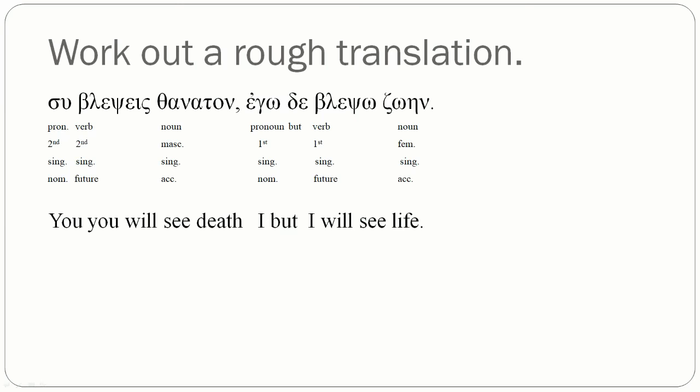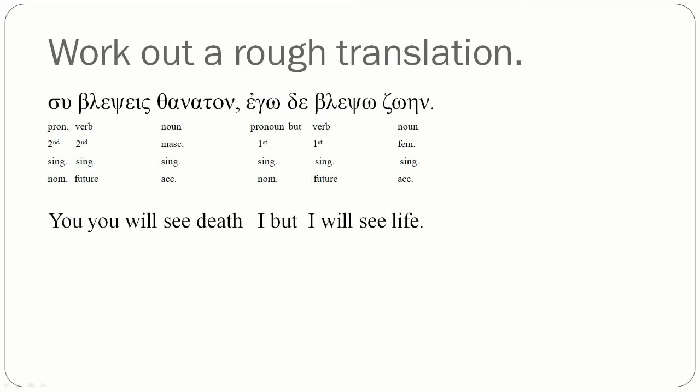Once you have that, you can start working out a translation. Su is you. Blepses is you will see. Okay, from blepo, I see. And then blepses, you will see. Thanaton is the word for death. Okay. You will see death. Ego de, but I, blepso, I will see. Zoein is life.